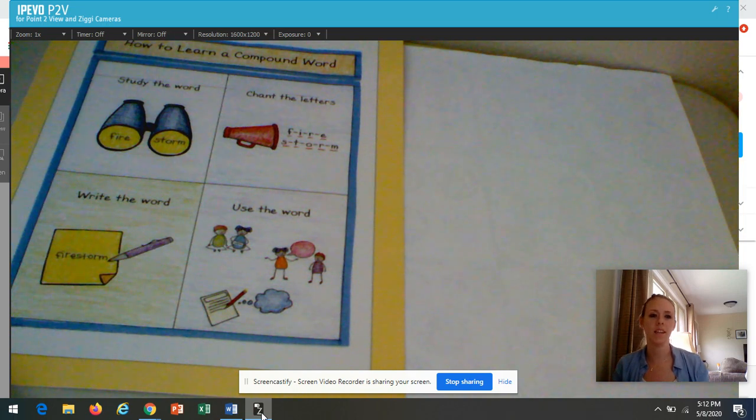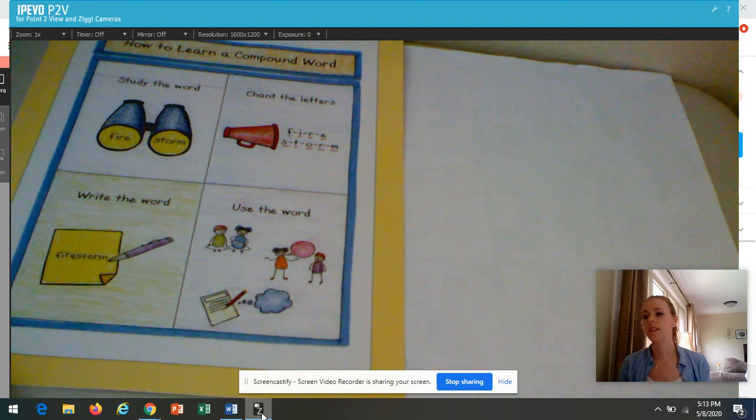Hi, boys and girls. So today I want to teach you that when you're learning new words and collecting words, I'm going to teach you how to remember those compound words. Remember, a compound word is when you have two smaller words, you put them together to make a brand new longer word with a completely different meaning.